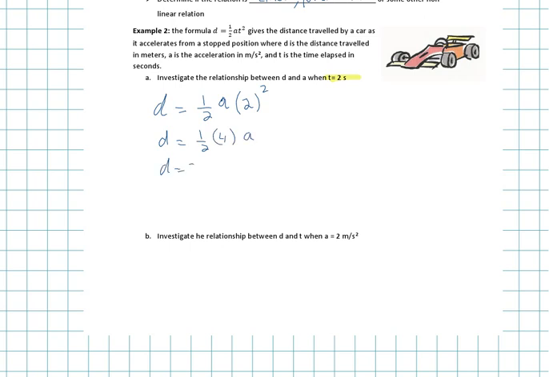Okay? Simplify it. Now, what can you tell me about this relation right here? Is it quadratic? Is it linear? Linear, degree 1, right? You see that the A has no degree on top of it, which is degree 1. So that's a linear relation.